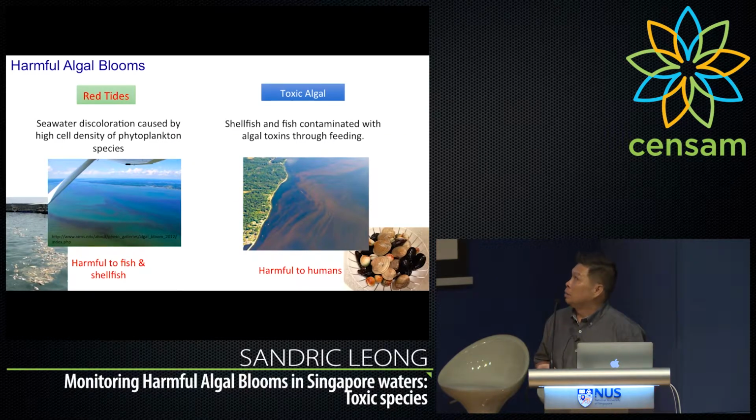Harmful algal blooms are basically categorized into two types. The red tide type, which discolors the seawater and is caused by high density of phytoplankton species. And on the right-hand side, the toxic algal blooms, which cause shellfish or fish contamination with the algal toxin which they produce, through feeding. Red tide normally causes fish kill and shellfish death as well, and the toxic species are normally harmful to humans when we consume these contaminated shellfish.